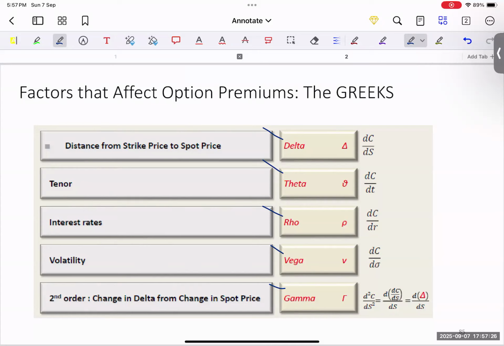Theta is the change in the time to maturity. Rho is how the interest rate changes, which will affect the option price. Vega is volatility, how market volatility could affect the prices of the option as well. And last but not least, gamma, which is the second order derivative of delta.